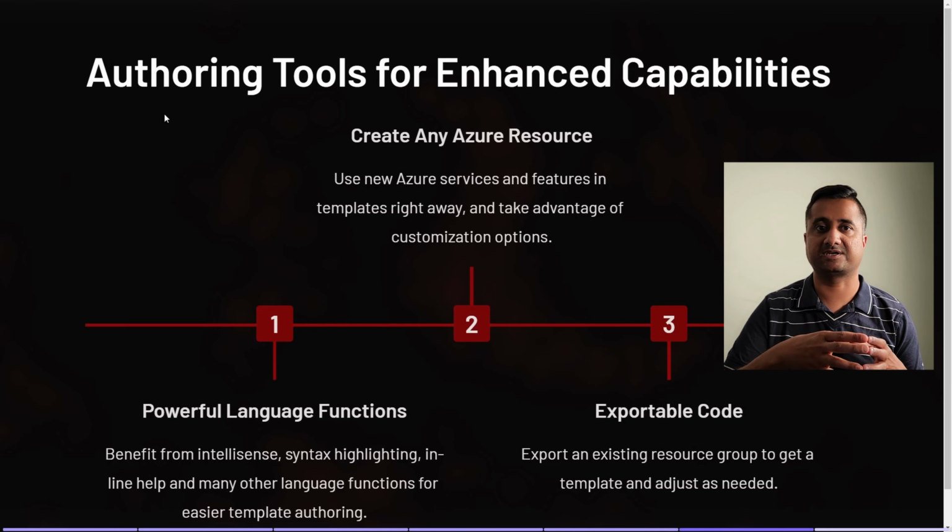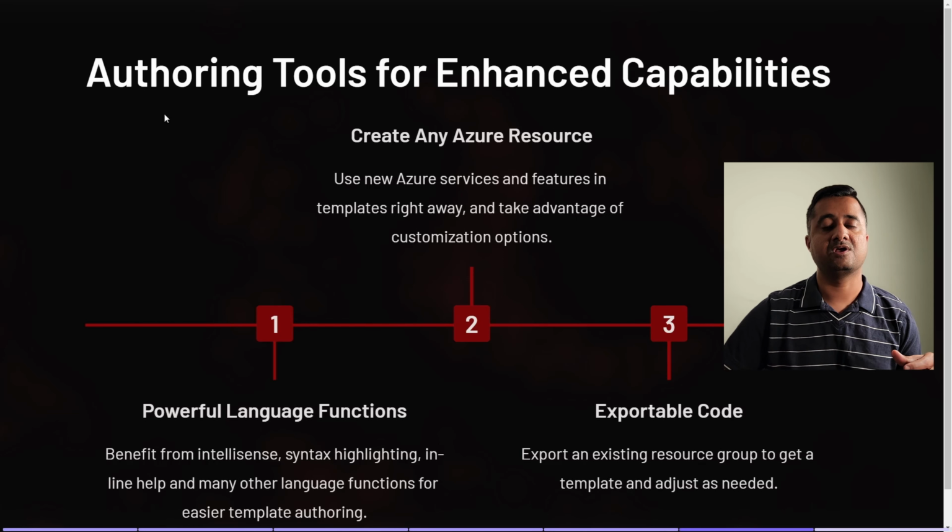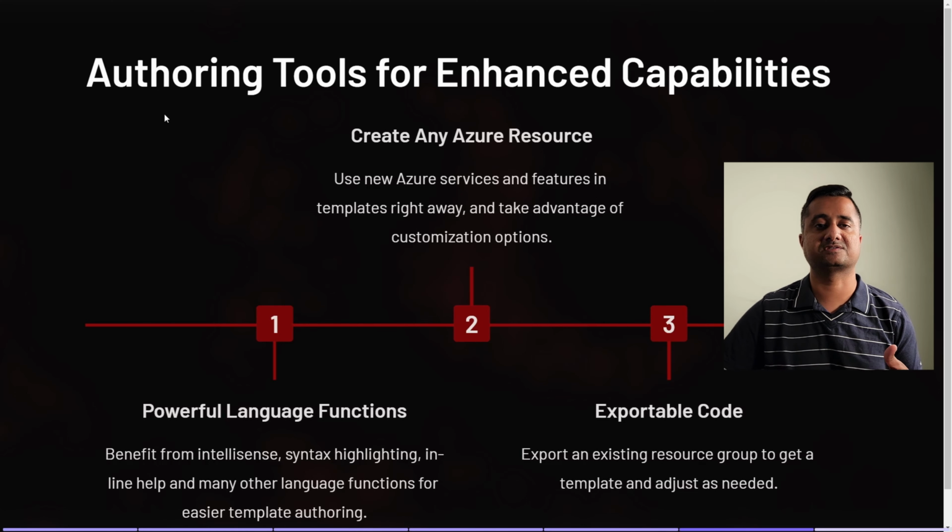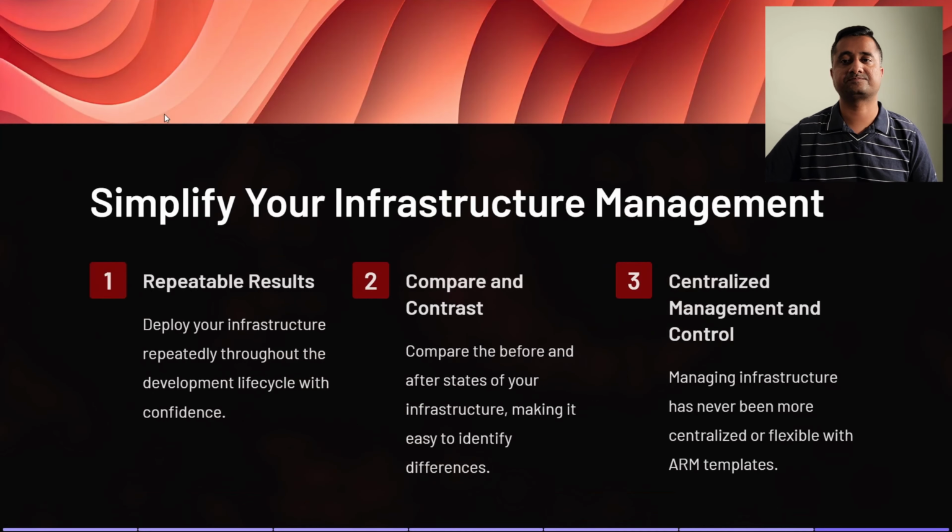So what are the authoring capabilities? You could use Visual Studio Code to do the authoring. So any type of Azure resources you can create with ARM templates. And the last feature is any of your existing resources can also be created and exported into an ARM template to see how it is. And then you can reuse it.